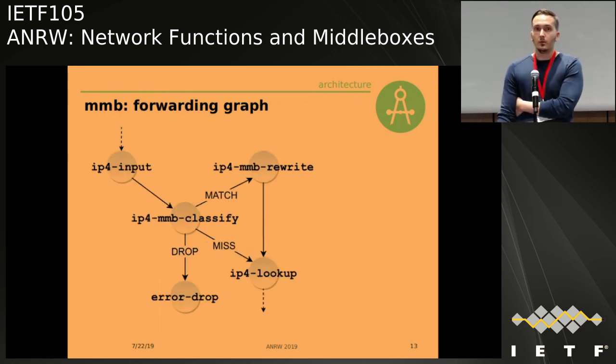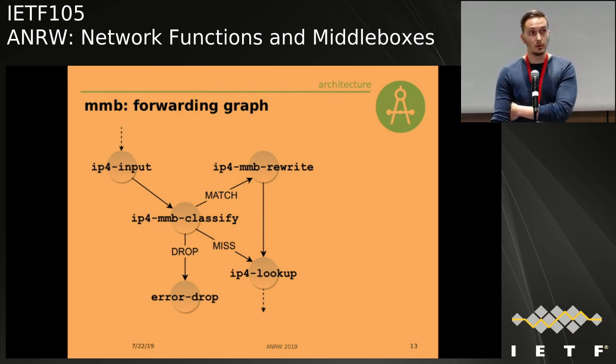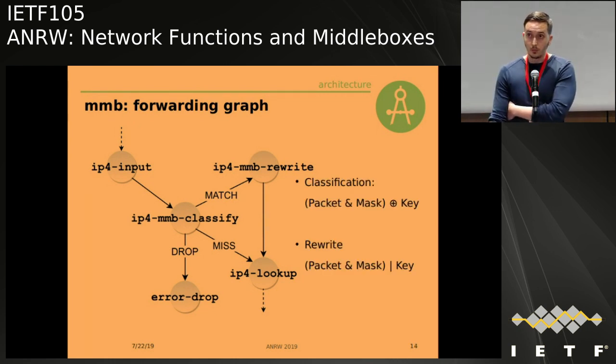So those are the two MMB nodes in the VPP forwarding graph. We fetch a packet into the classification node, and then depending on the outcome of the classification, we forward packets either to the error-drop node, to the rewrite node if needed, or to the next node in the VPP graph, which is IP4 lookup. And we rely on binary operations to perform classification and rewriting. Plus, we rely on a mask-based approach, which means that we do not consider single fields, but rather a combination of fields to reduce the complexity.